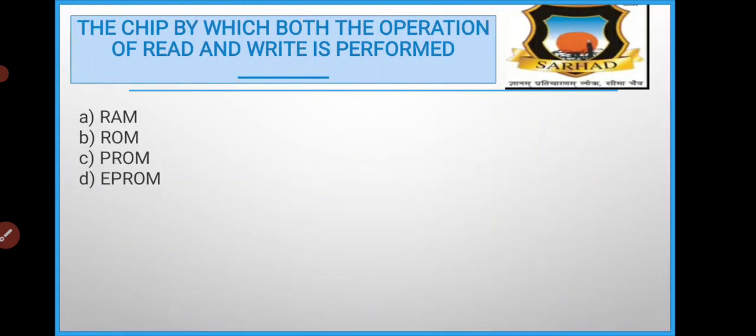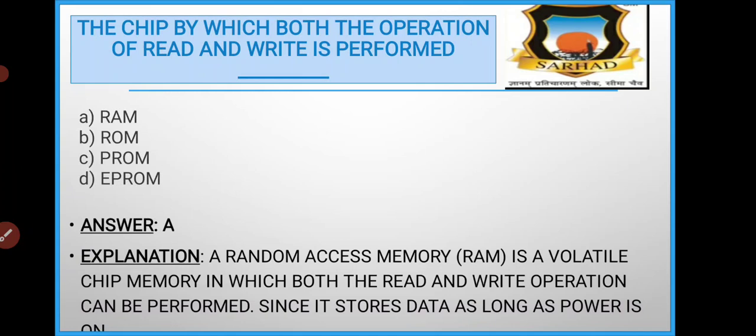Now question number 18, the chip by which both the operation of read and write is performed, dash. Option A, RAM, option B, ROM, option C, PROM, and option D, EEPROM. So the correct answer is option A, RAM.